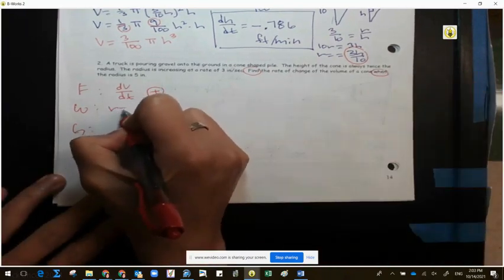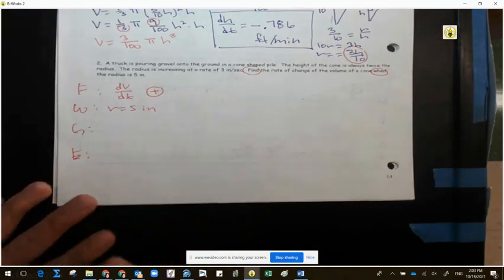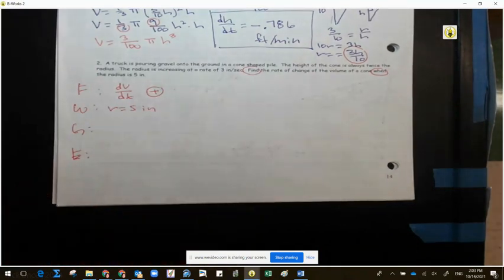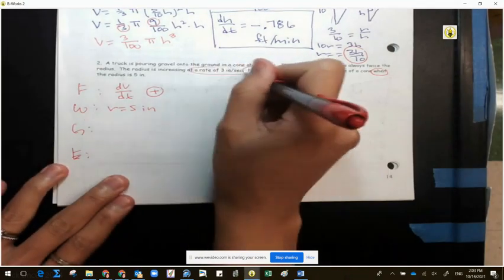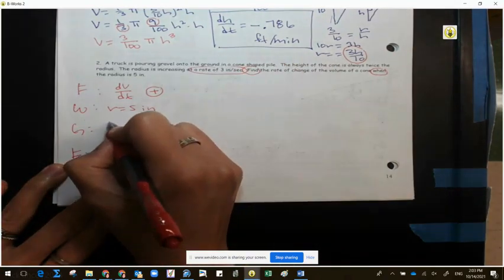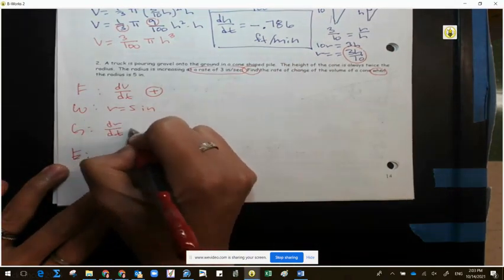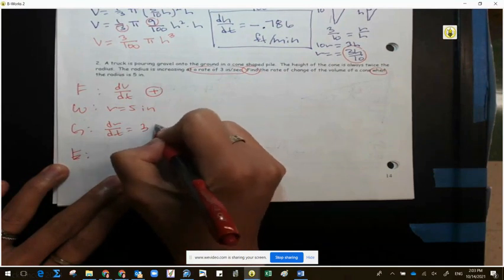Radius is how many? Again, the unit's very important. In case I give you 2 different units, it has to be common throughout the whole thing. What about the given rate? dr. So the rate, someone say dr over dt, is 3 inches per second.